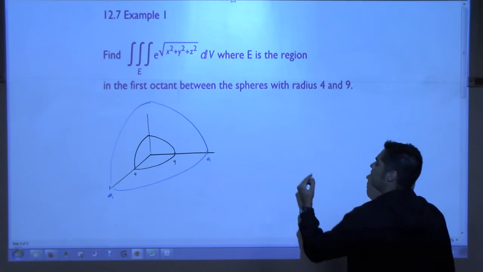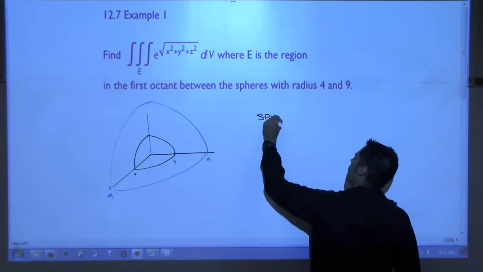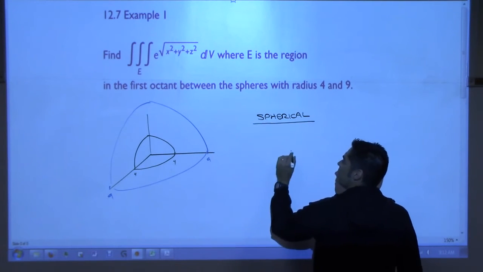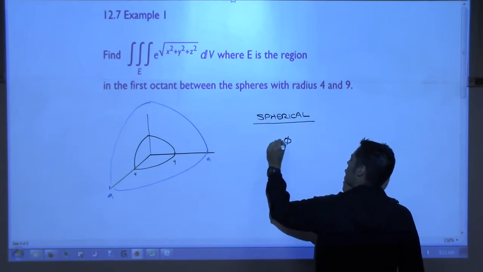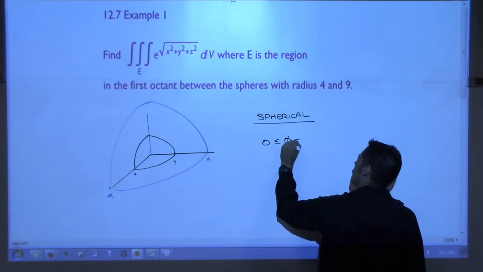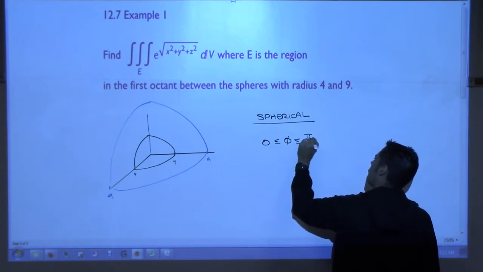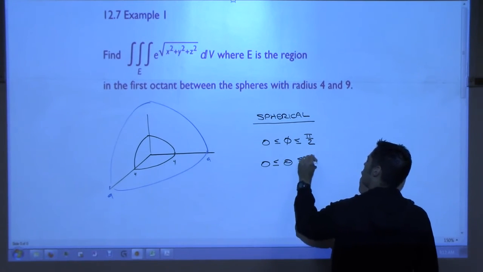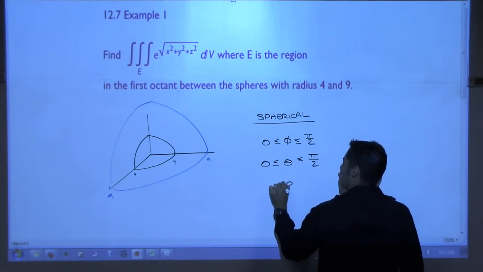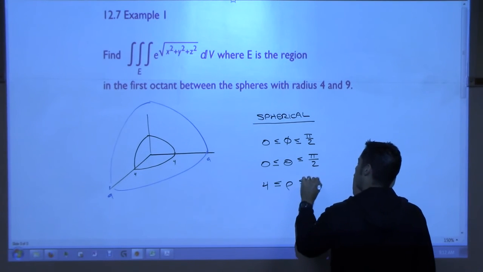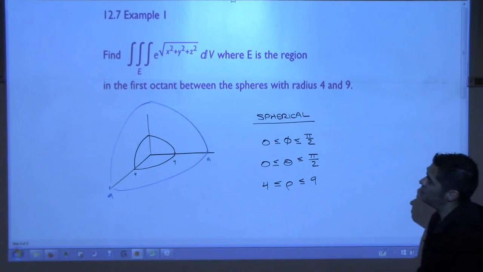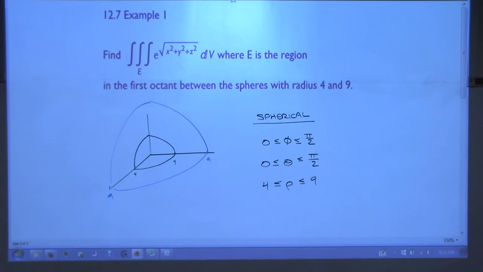So in spherical, we're going to have that phi is between 0 and pi over 2. That theta is between 0 and pi over 2 also. And this time rho is stuck between 4 and 9. And now what we do is we try and set up this triple integral with spherical.